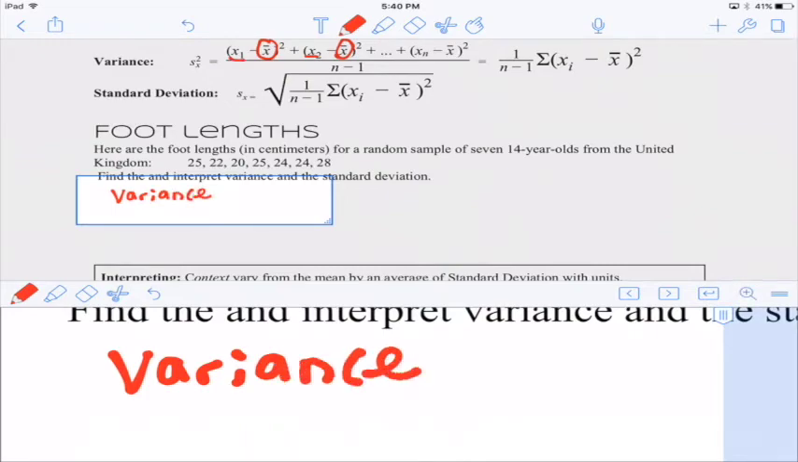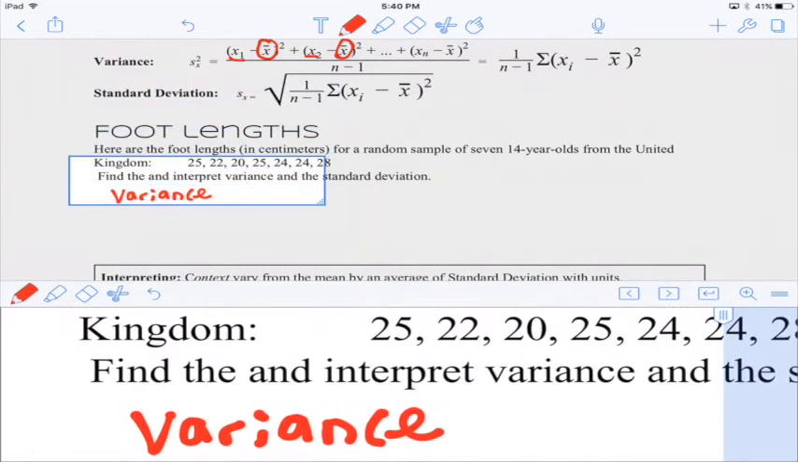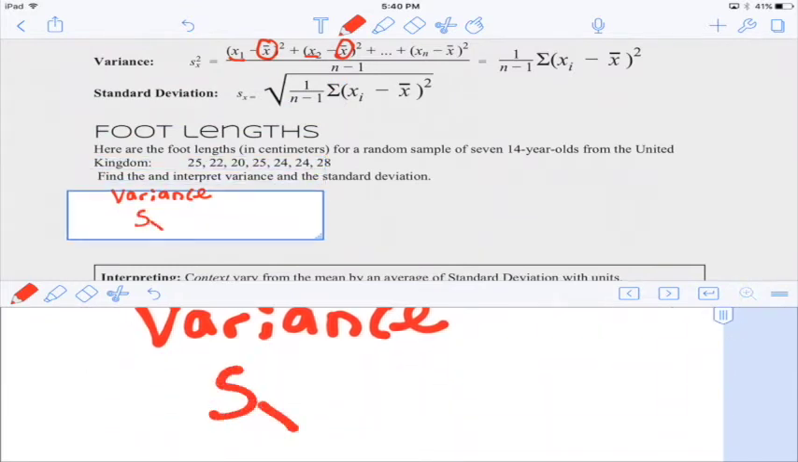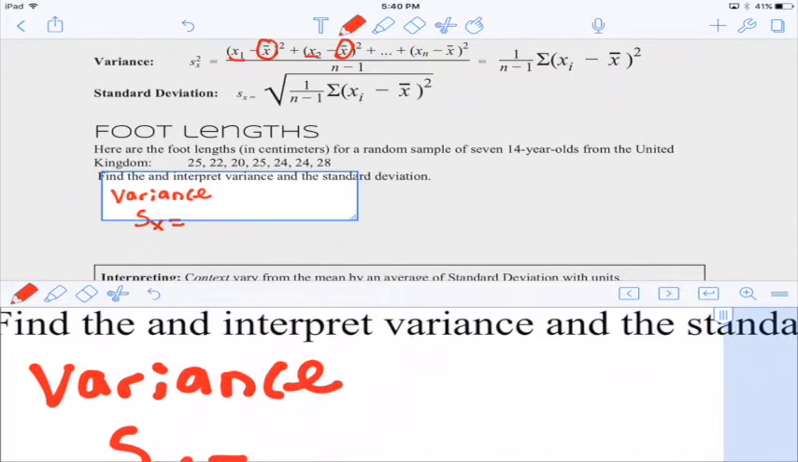And then I have my standard deviation, S of x. Okay, that's a notation that we're going to learn about, so don't worry too much about that right now. We're just getting a feel for it. So the first thing we need is the mean.